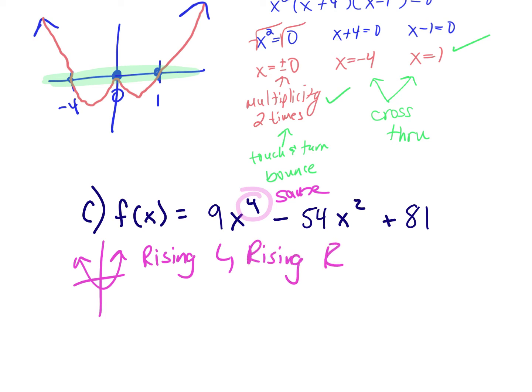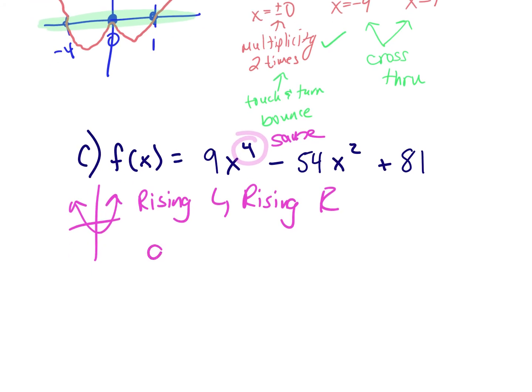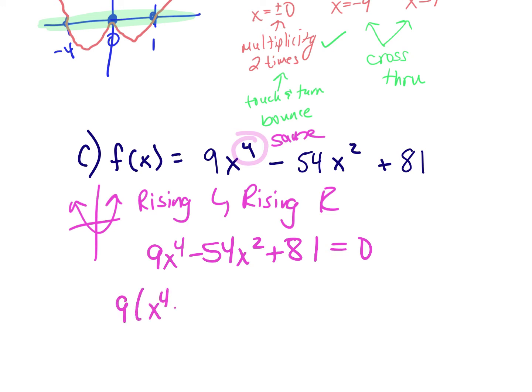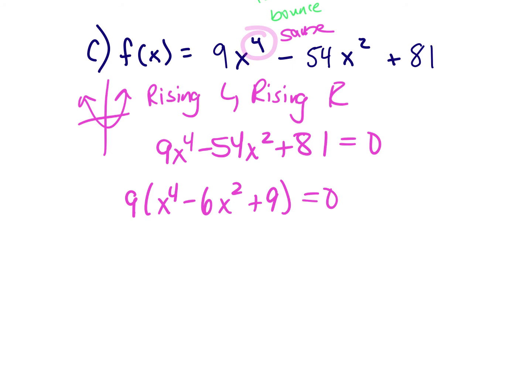Very good. So now we're going to say, all right, let's find all the zeros and that good stuff. So 9x to the 4th minus 54x squared plus 81 equals 0. GCF, 9. Okay, take the 9 out. I'm left with x to the 4th minus 6x squared plus 9 equals what? 0, okay. How many x equals should I have? 4, okay.